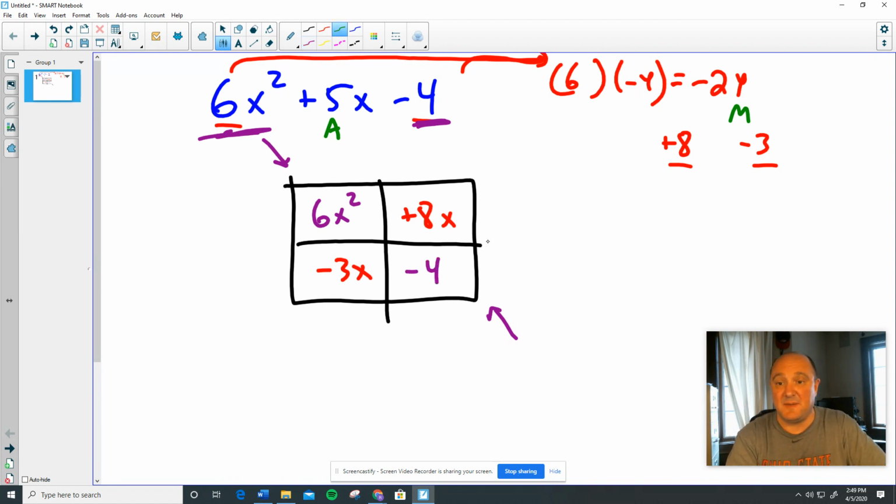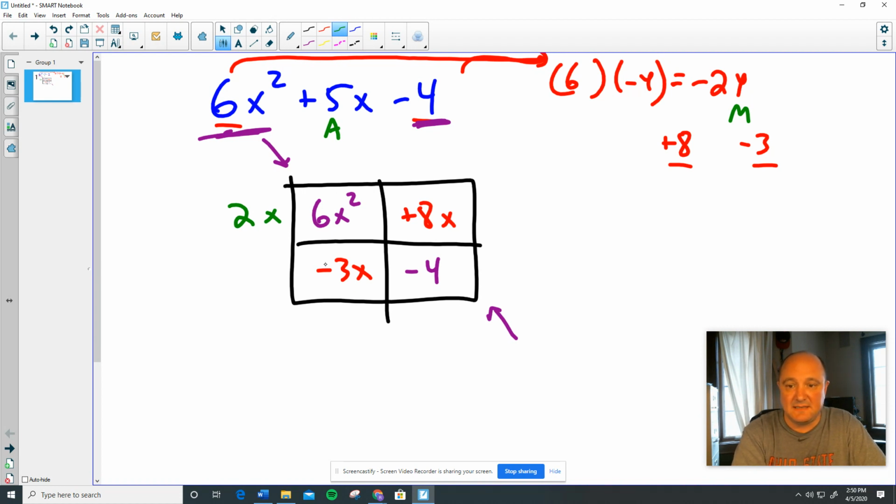Now, using the box method, my next step is I look across the row and I say, what's the GCF of these two terms? What's the greatest common factor? Well, I've got a 6 and an 8. What factors out of that? A 2. I've got an x squared and an x, so I can factor out an x. I do the same thing with the next row.